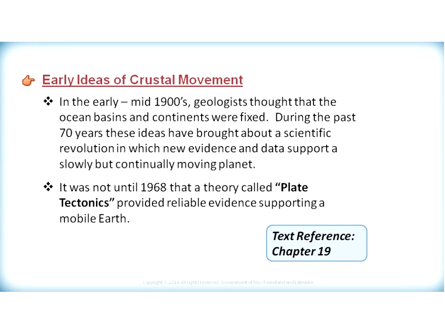When we look at the earliest ideas of crustal movement, in the early to mid-1900s, geologists thought that ocean basins and continents were fixed, that they did not move. During the past 70 years, these ideas have brought about a scientific revolution in which new evidence and data support a slowly but continually moving planet. It was not until 1968 that a theory called plate tectonics provided reliable evidence supporting a mobile Earth. Information on this topic can be seen in the text in Chapter 19.